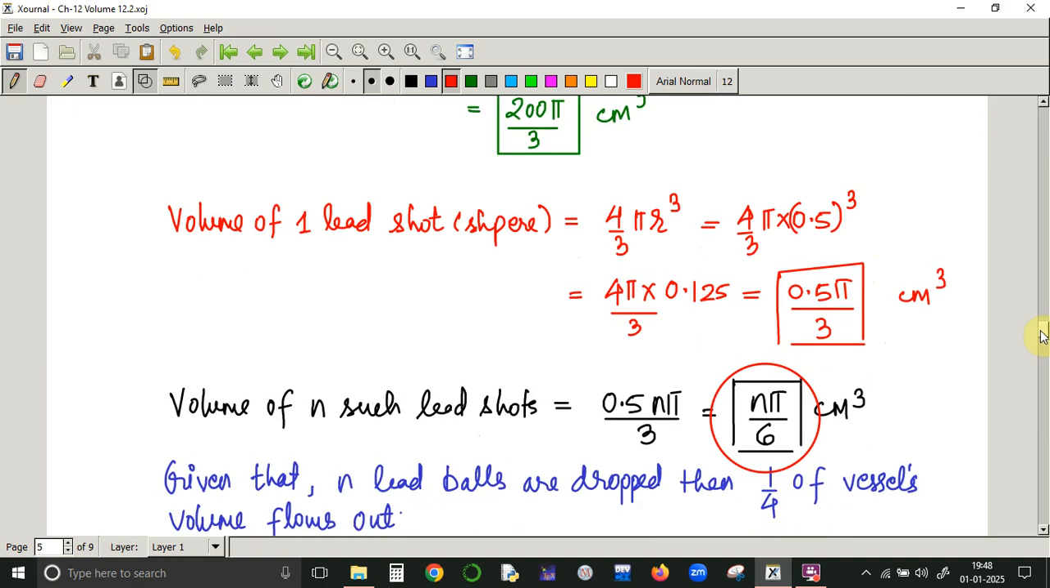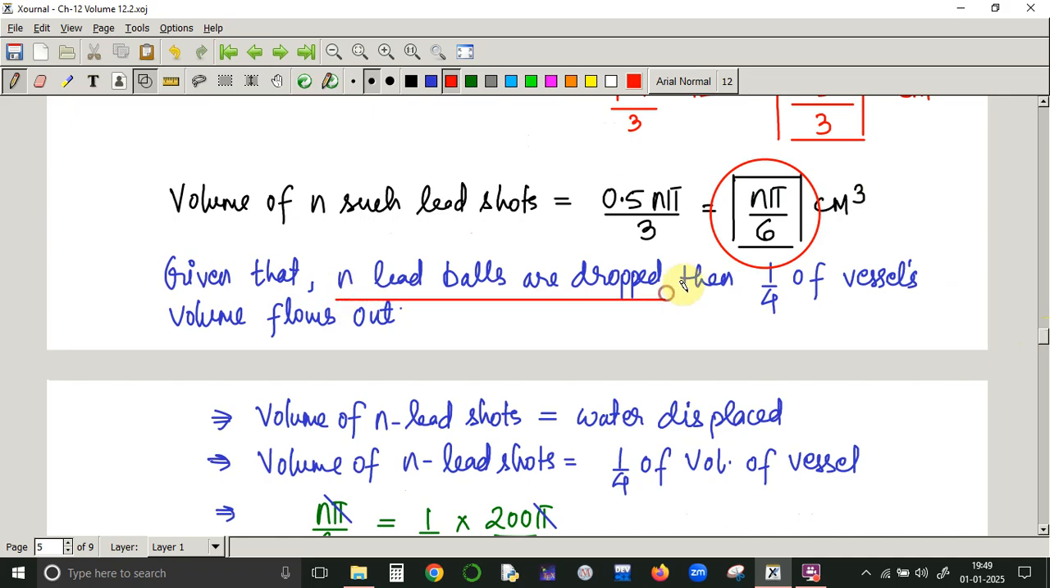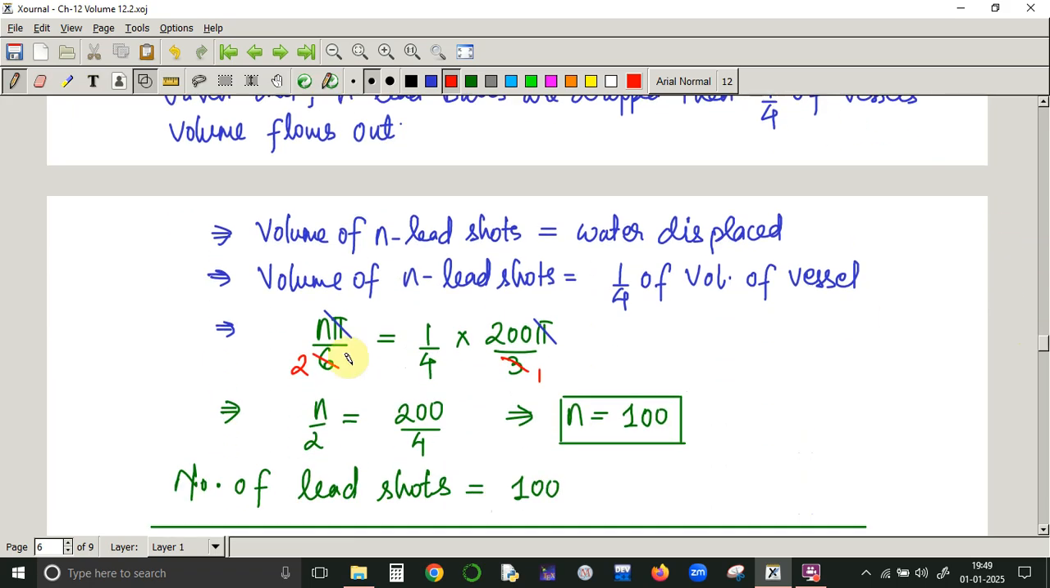So obviously these objects will displace some water outside equal to their volume. So it is given that n lead shots dropped, then 1/4 of vessel volume flows out, which implies volume of n lead shots is equal to water displaced. So how much water is displaced? 1/4 of total volume. By how many leads? n lead shots. So these two things must be equal.